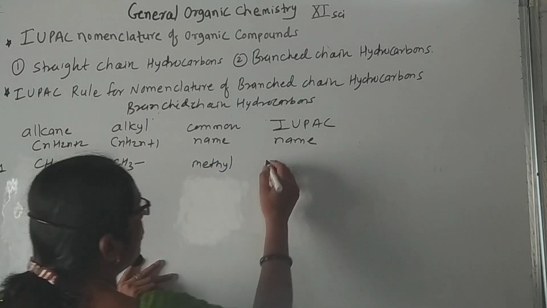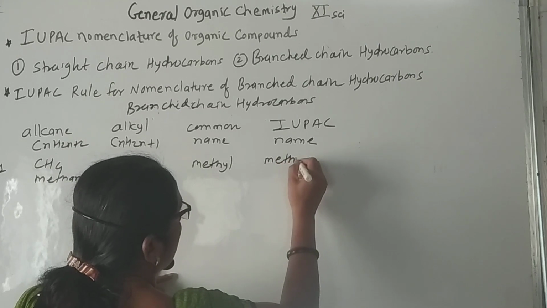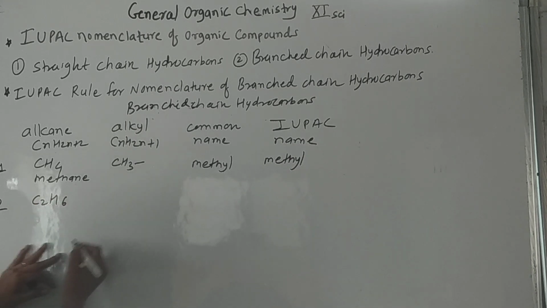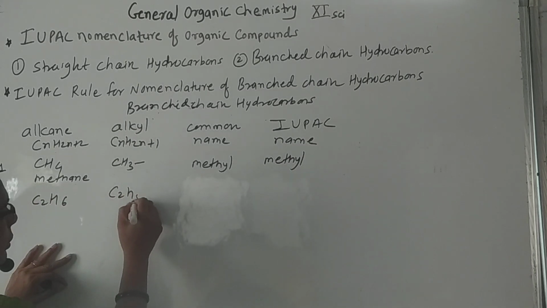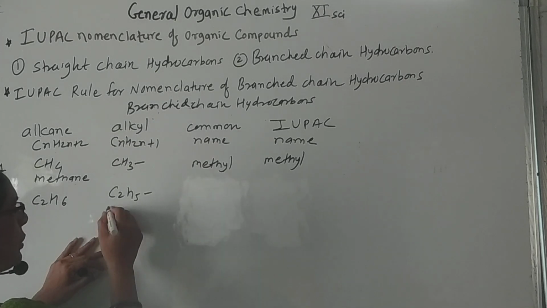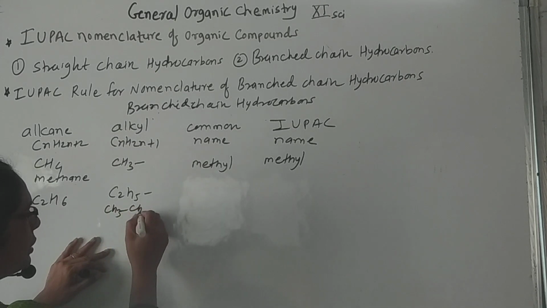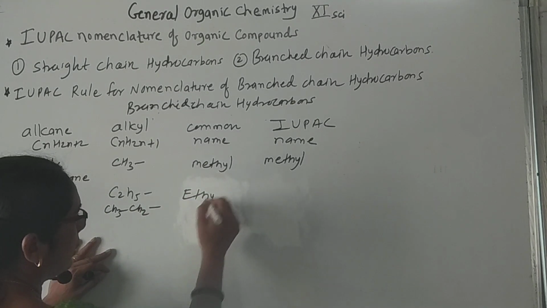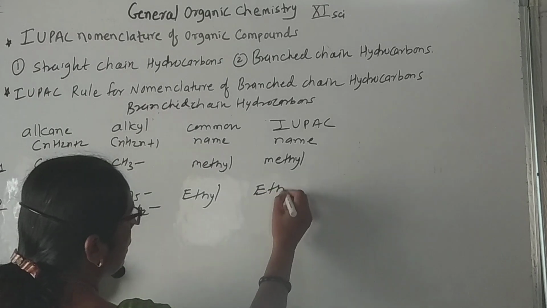Okay, and its IUPAC name is also methyl. Then next is the carbon number 2, C2H6. C2H6 having the alkyl C2H5. C2H5 we can also write as CH3CH2 by the same way. Its common name is ethyl. It is also called ethyl.